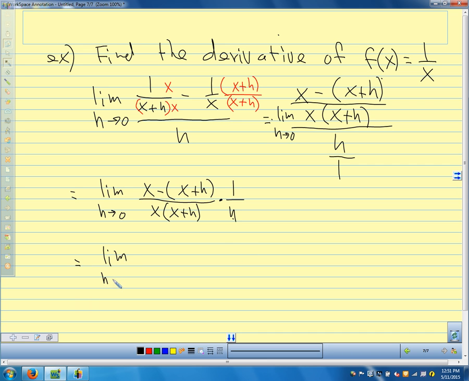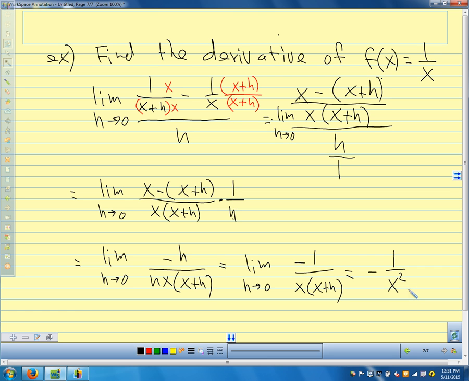It's going to be the limit as h approaches 0. x minus x plus h is minus h over, and here I have an h, I'm just going to multiply this in the front, h times x plus h. What can I do with these h's? Factor of h in the numerator, factor of h in the denominator. Those cancel. And as h approaches 0, now I don't get 0 over 0 anymore when I substitute in h equals 0. And this is minus 1 over x squared. So the derivative of 1 over x is negative 1 over x squared.